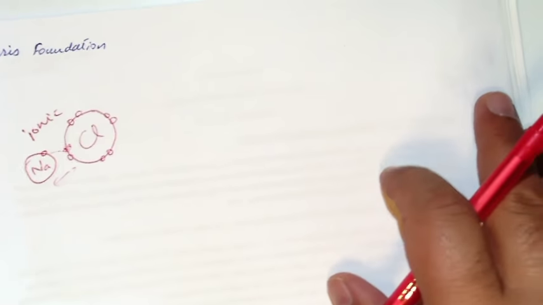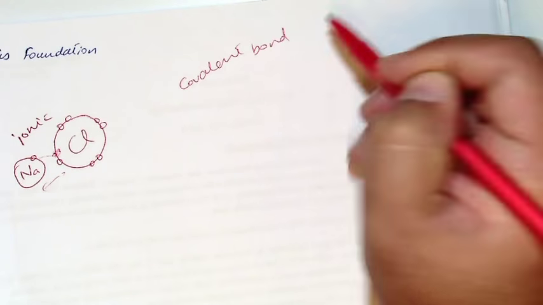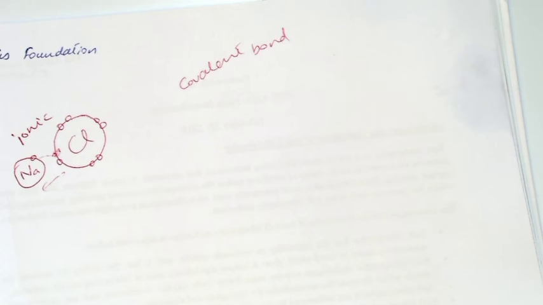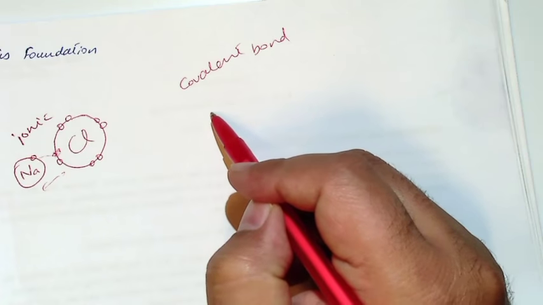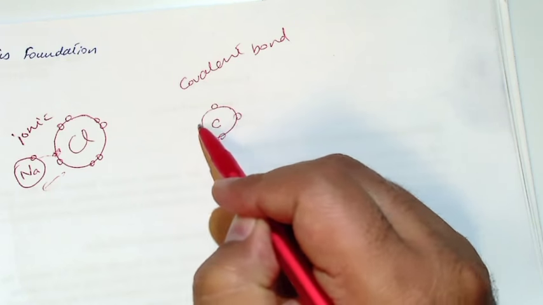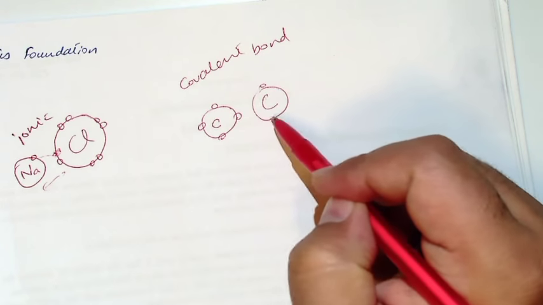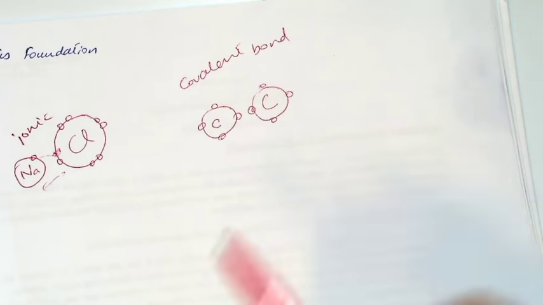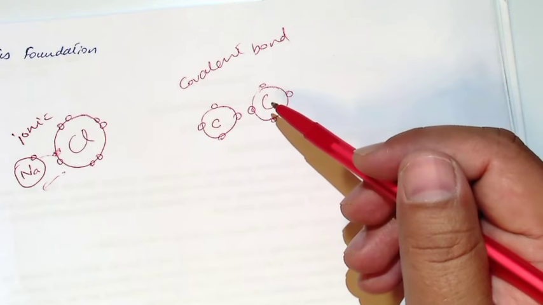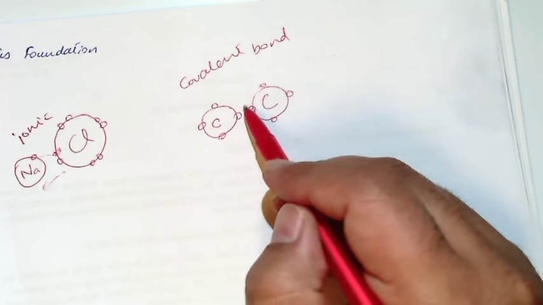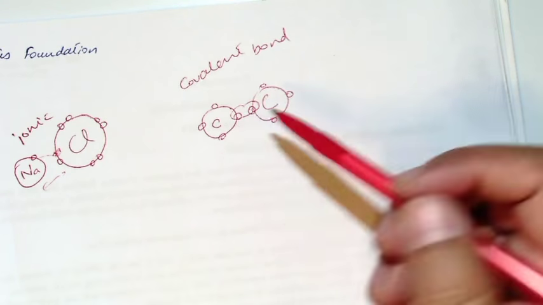Now we have another example, which is a covalent bond, right? Covalent is when we share electrons between two atoms. Let's take a simple example of carbon. One carbon atom has 4 electrons in the outer shell. The other carbon also has 4 in the outer shell. It needs 8 electrons in total, so what it does is share 1 electron, come close, and make a bond.